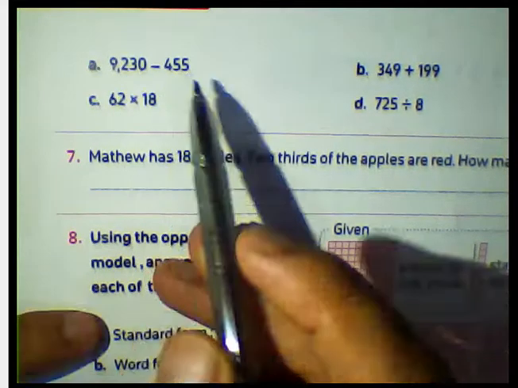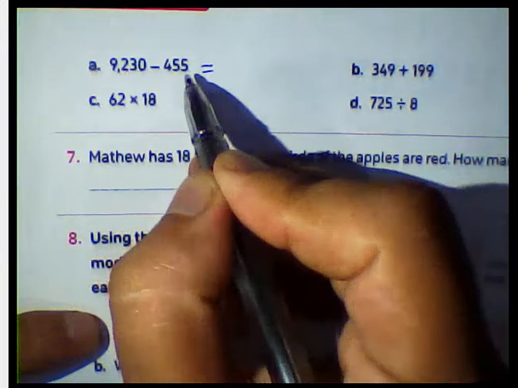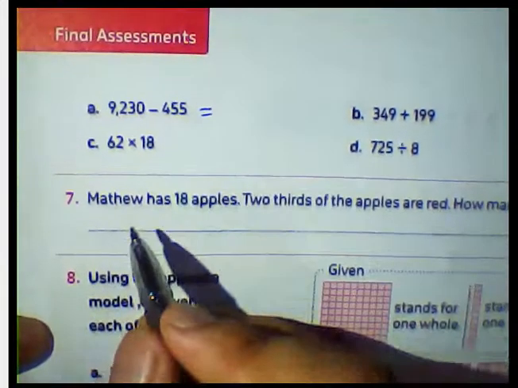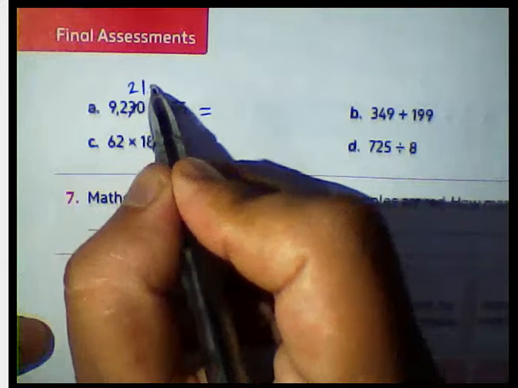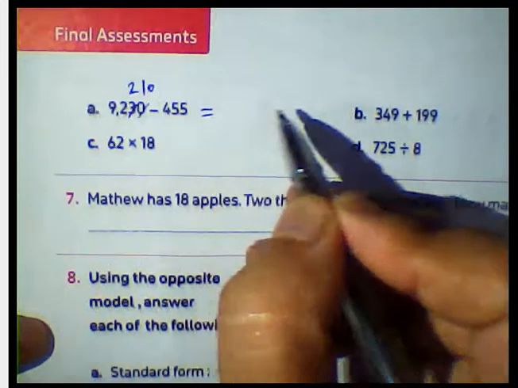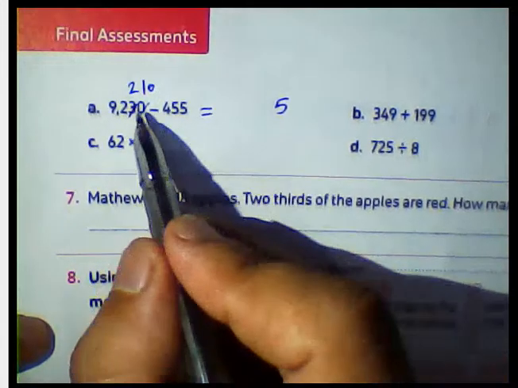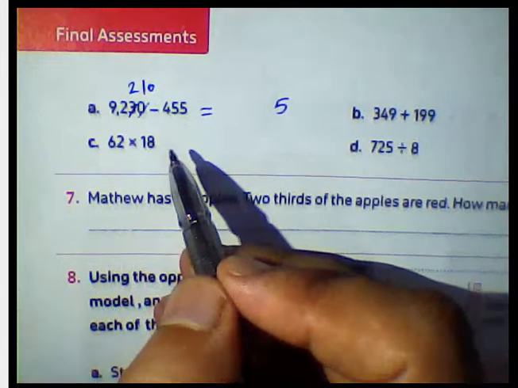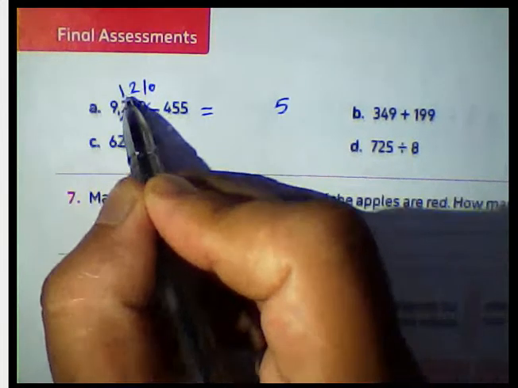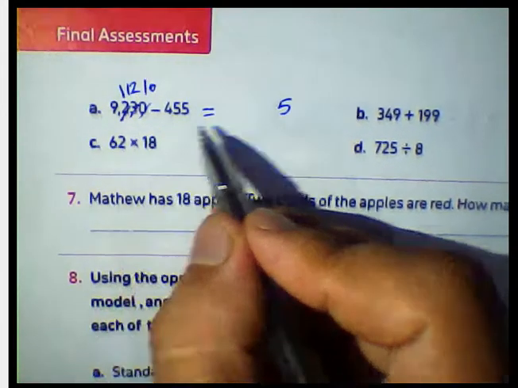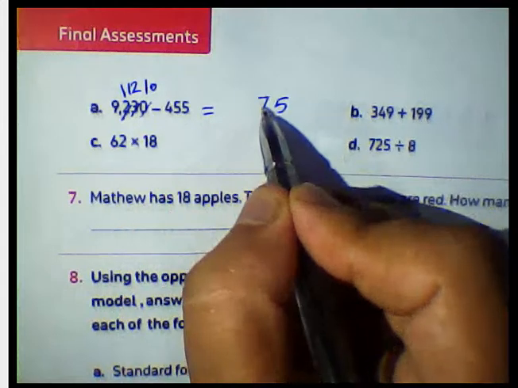9,230 subtract 455. 0 subtract 5, we can't find the result. So we must borrow 1 from 3. 3 will be 2 and 0 will be 10. 10 subtract 5 will equal 5. 2 subtract 5, we can't do it because 2 is less than 5. So we must borrow 1 from 2. 2 will be 1 and 2 will be 12. 12 subtract 5 equals 7.